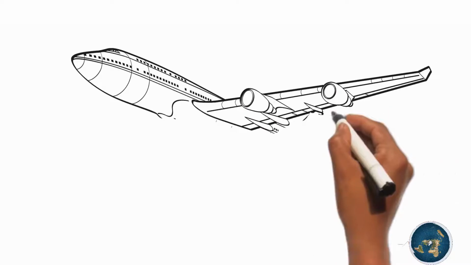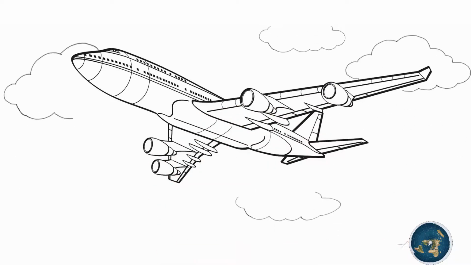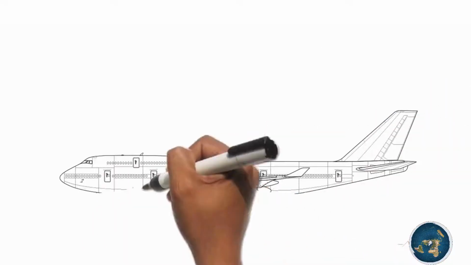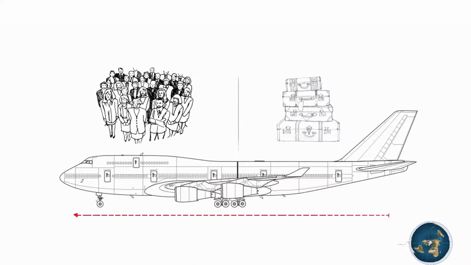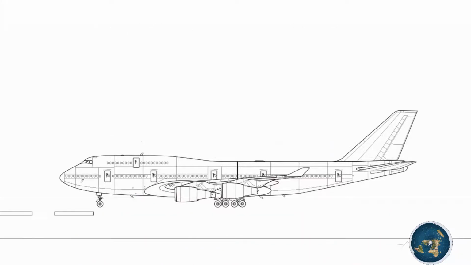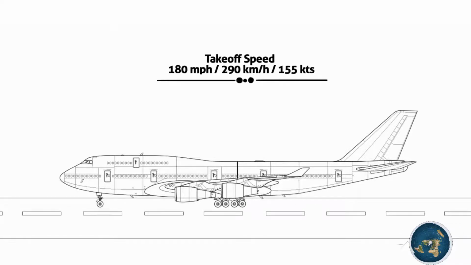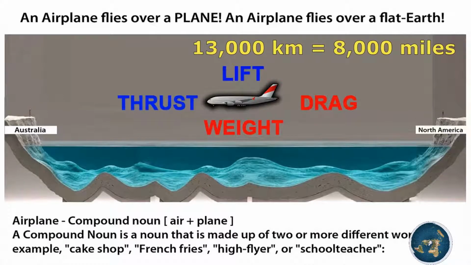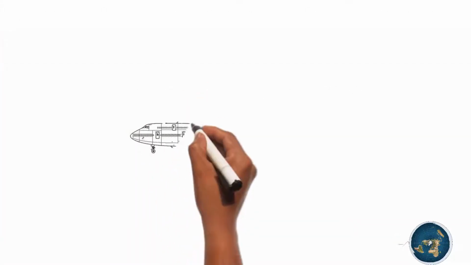If you have ever flown on an airplane, you know that it's an enormous-sized, amazing machine. A typical 747 can carry more than 500 passengers and weighs around 800,000 pounds when taking off. Yet it rolls down the runway at a speed of 290 kilometers per hour and, as though by magic, lifts itself into the air and can travel up to 13,000 kilometers without stopping. Incredible, isn't it? The aerodynamics of an airplane.